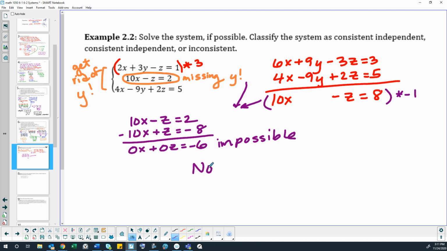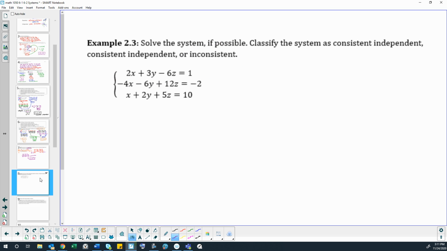And we refer to that as inconsistent. I'm just going to circle it. Inconsistent. All right, that only took me 3 minutes. Let's go to the next one.